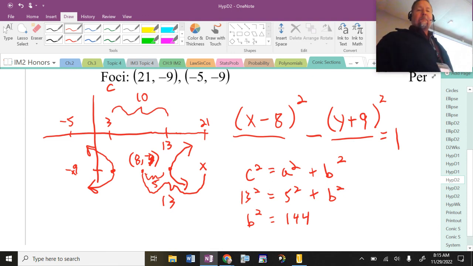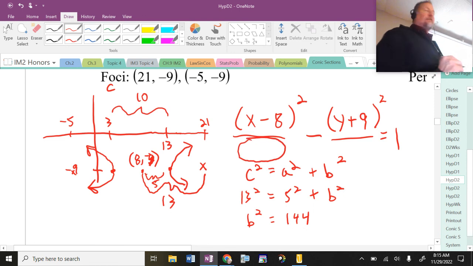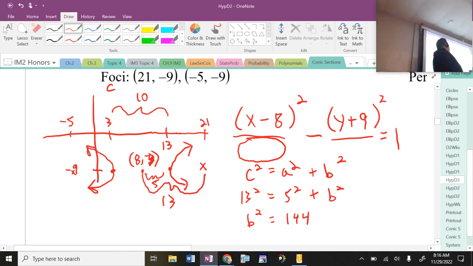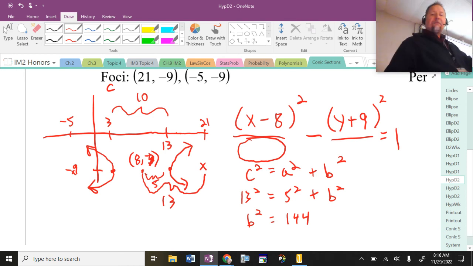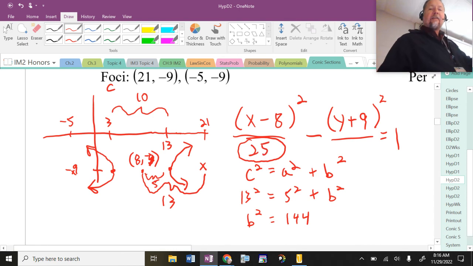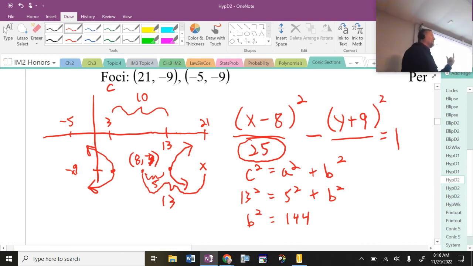Okay, so hold on. Let's try not to trick people here. What number goes underneath here then? 3, 2, 1. 25. 5 squared. Not enough people answered that.